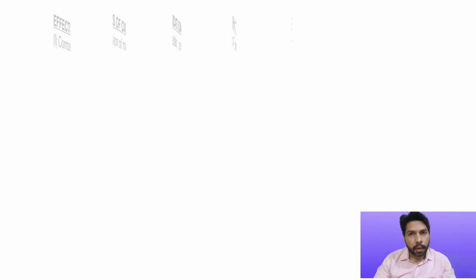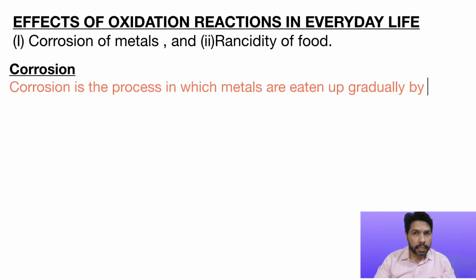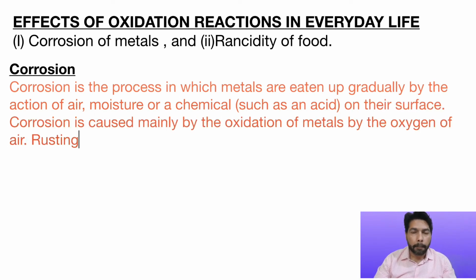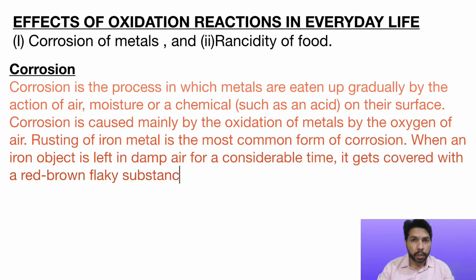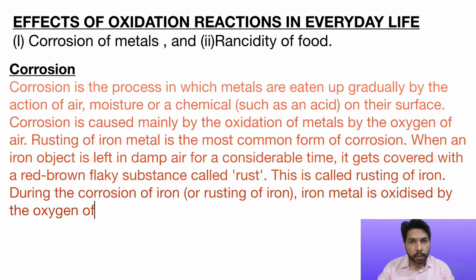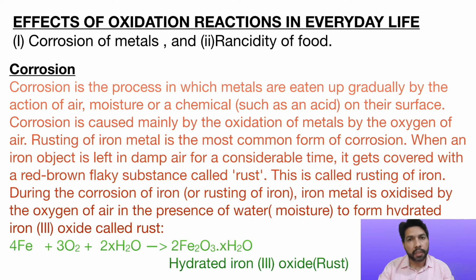Now we come to the last topic, and that is effects of oxidation reaction in everyday life. First in it is corrosion. Now what is corrosion? Whenever metal undergoes decomposition due to the presence of moisture, air, and sometimes chemicals, this particular phenomenon is called corrosion. In corrosion, the mass of the element or the metal goes on decreasing. So this is corrosion.